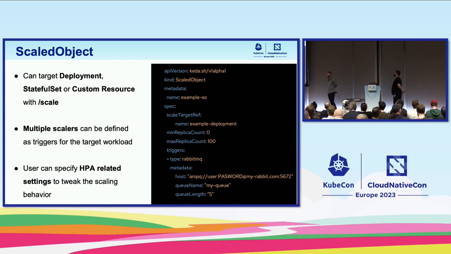And then we can target it with KEDA or with HPA, actually. If we look at this scaled object, we see that we are referencing the example deployment in the scale target ref. Then there are minimum and maximum replicas, and then the trigger section. In the trigger section, we specify the metadata for connecting to the external service, and there could be multiple triggers specified for a single scaled object. We have other optional options, but this is the very specific one for our purposes.